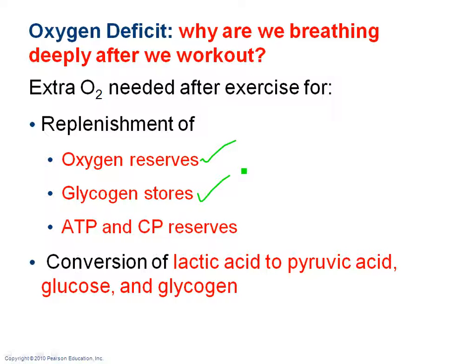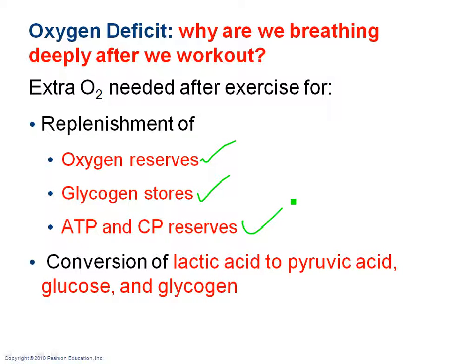Glycogen stores. We said sometimes we'll take glycogen and break it down into individual glucoses so that we can use that to burn and make ATP. Well, guess what? You've got to store it. You've got to take glucose now, put it back together, store it as glycogen in your liver for the next time you need it. The ATP reserve and the creatine phosphate reserve.